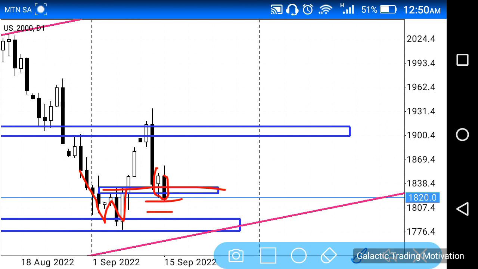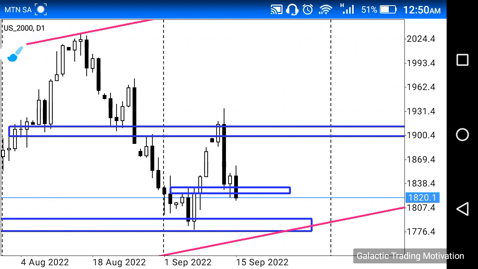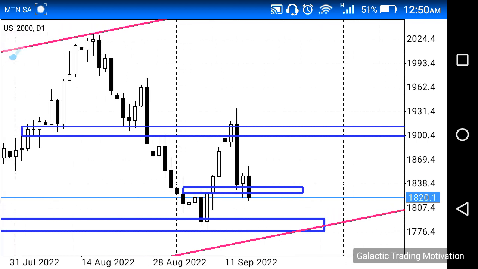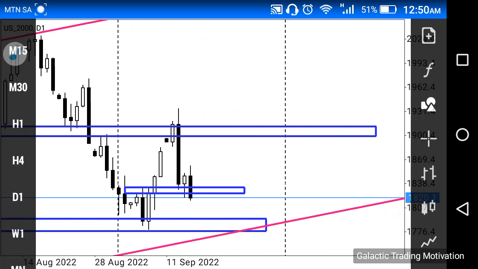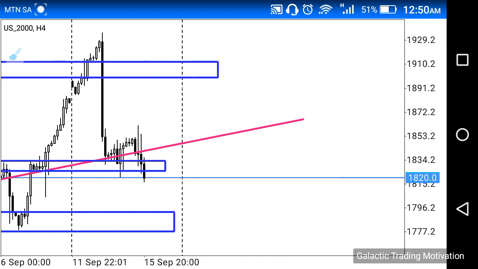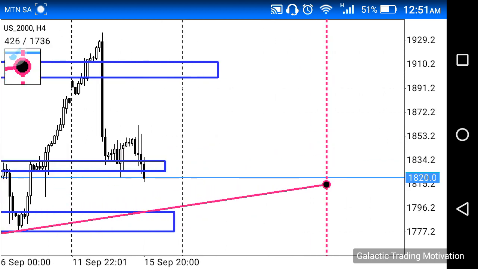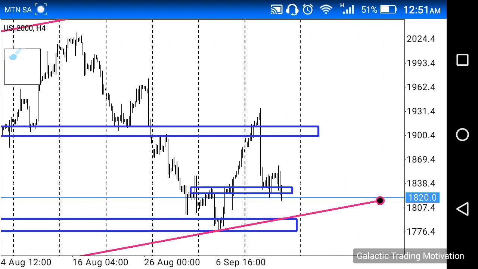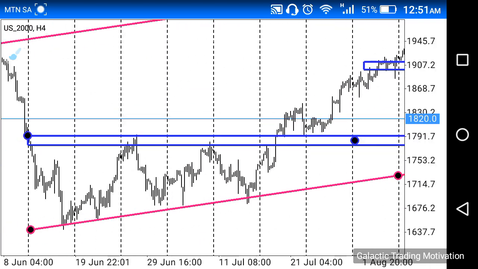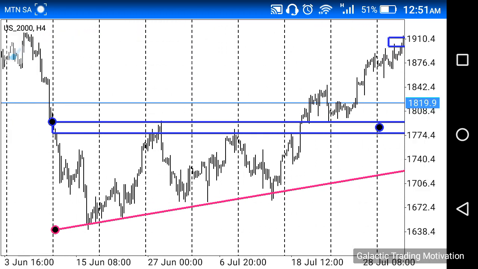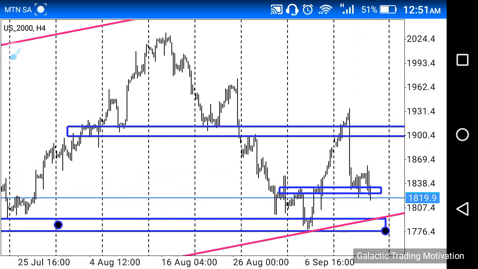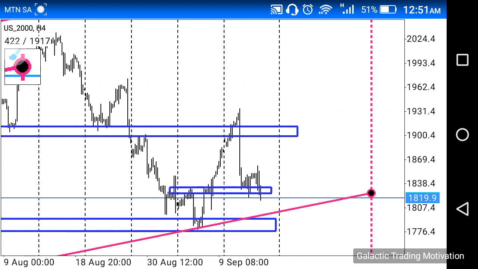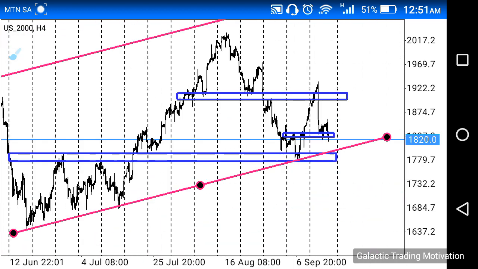Let's see. So from here, what I'm gonna do is head down to the daily chart. Sorry, the H4 chart rather. On the H4 chart, I'm just gonna fix my lines. Let's see. There we go. That should be fine, right?